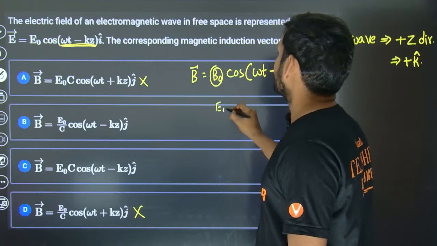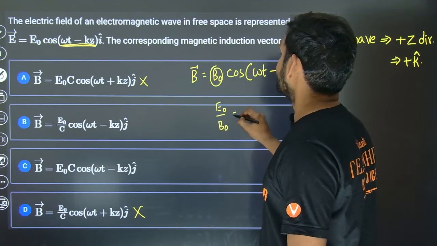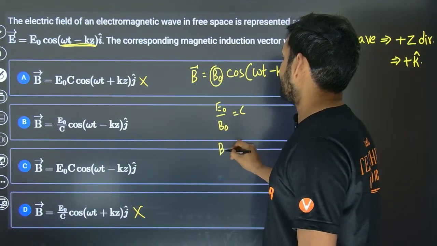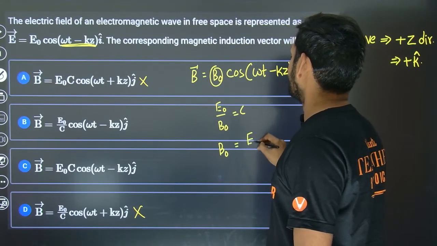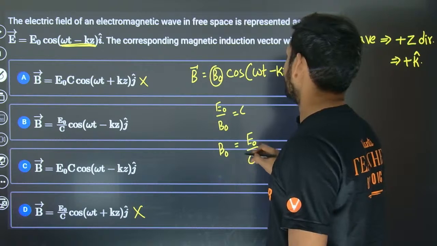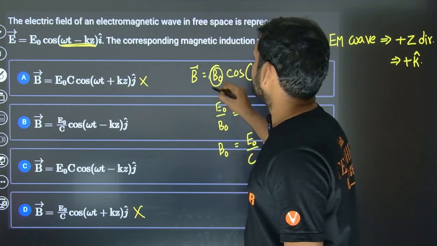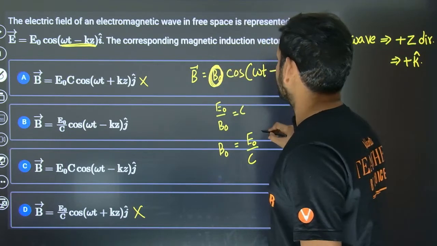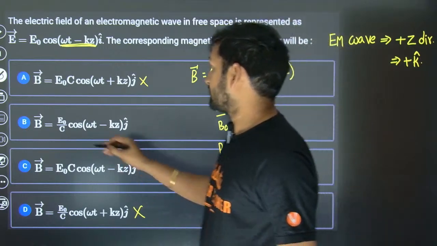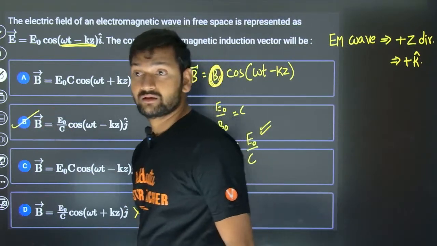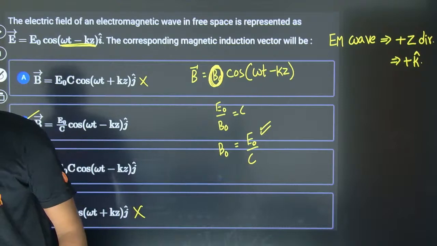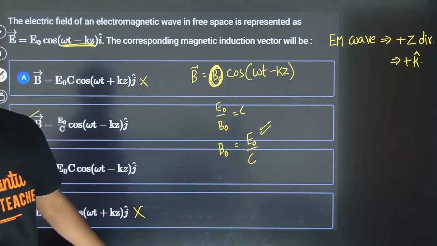I know that E naught by B naught is equal to C. So I can write B naught to be E naught by C. Done. Where you have amplitude as E naught by C, which option? Yes, I have option B. Super, Sumati. Super, Luna.